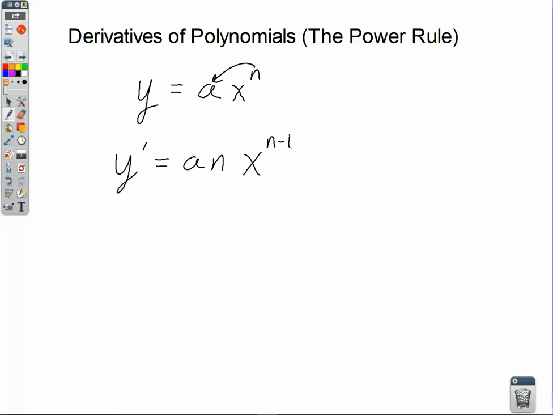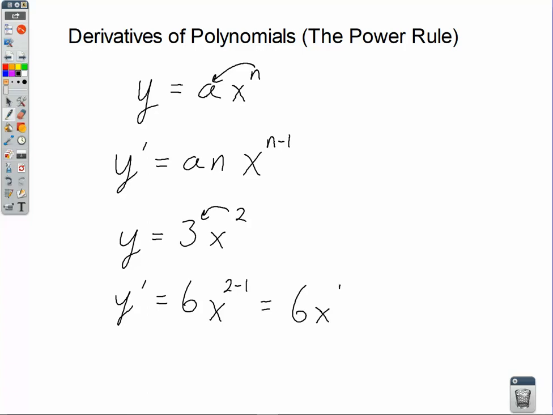All right. So let's see how that might work in practice. Let's do an example here. We have y is equal to 3x squared. First step is you take the exponent and multiply the coefficient by that exponent. So y prime is equal to 6x, and let's just show it explicitly: 2 minus 1, right? So that is equal to 6x to the first. Usually mathematicians are lazy and they don't write the exponent of 1. So 6x becomes our derivative.